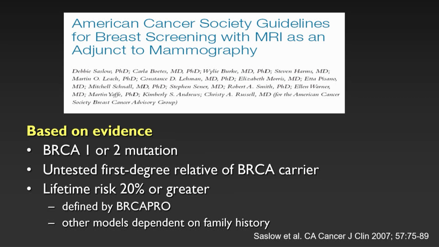The ACS guidelines, obviously, gene carriers, and different models you can use. I won't go into the detail. The models do have differences. Depending on their ethnicity, history of previous biopsies, or family history, the same patient can get 15 or 18% with one model, and 25% risk with the other. So there's some variability there.